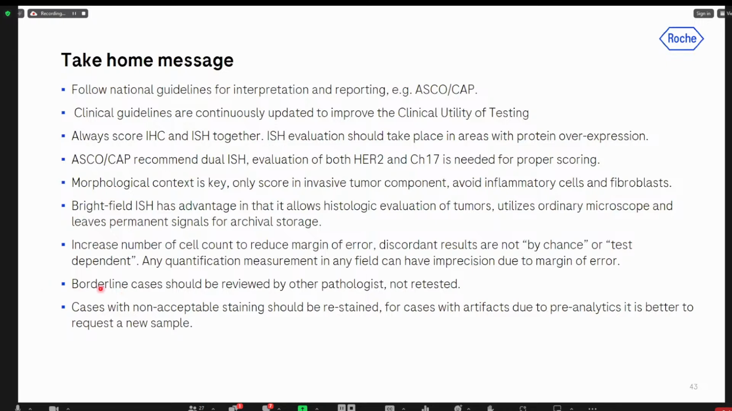And this one I think is also important: borderline cases should be reviewed by another pathologist or together with another pathologist, and that is much, much better than just sending for retest. So if you end up there, don't send it for FISH or another test, count more cells. That's statistically much more reliable than retesting.